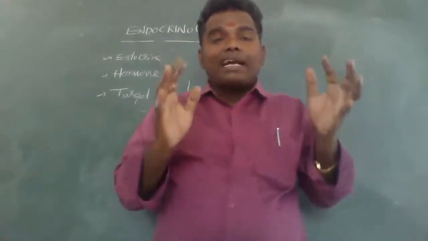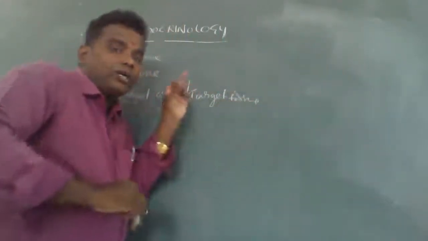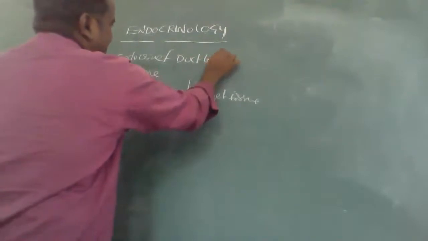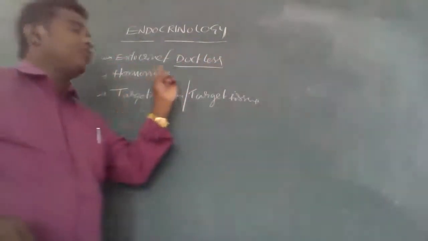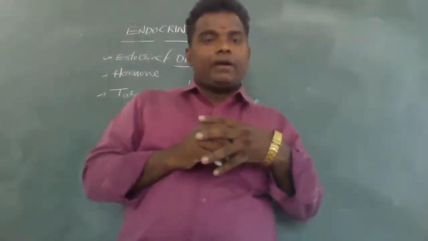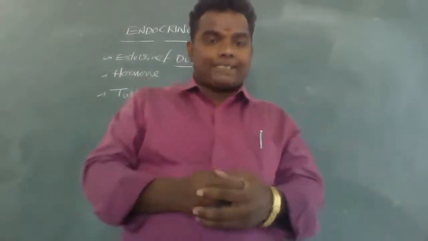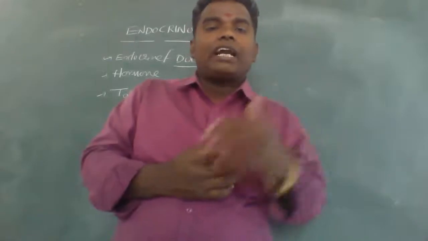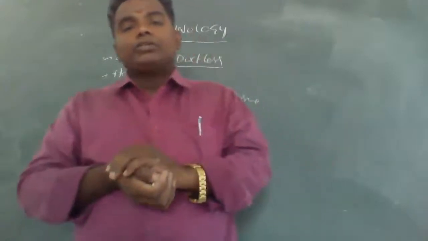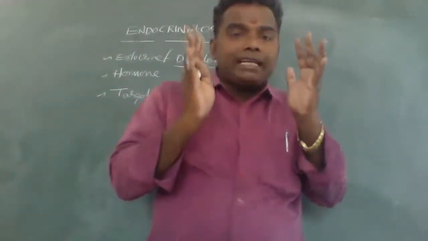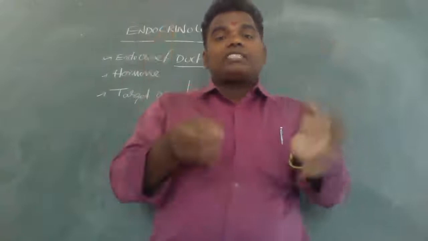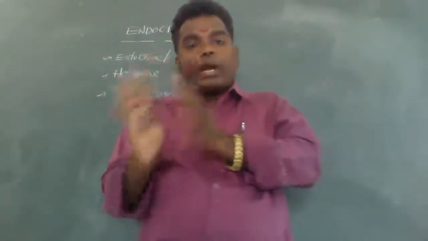These endocrine glands are also known as ductless glands. There are no ducts. If ducts are present, they are called exocrine glands. Very important. Duct glands secrete enzymes, and ductless glands secrete hormones. That is the difference between endocrine and exocrine.